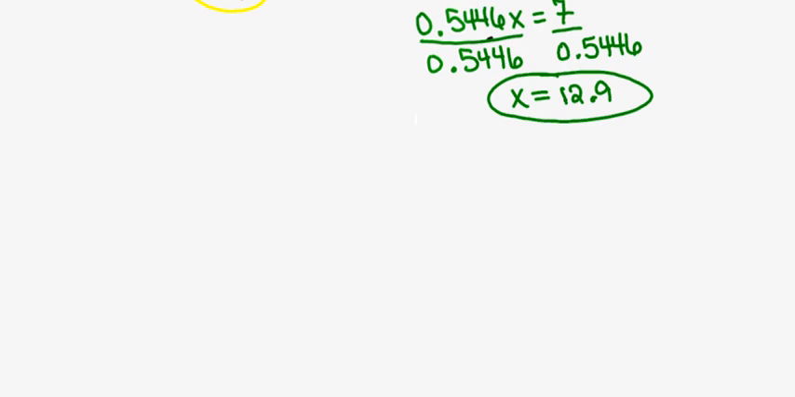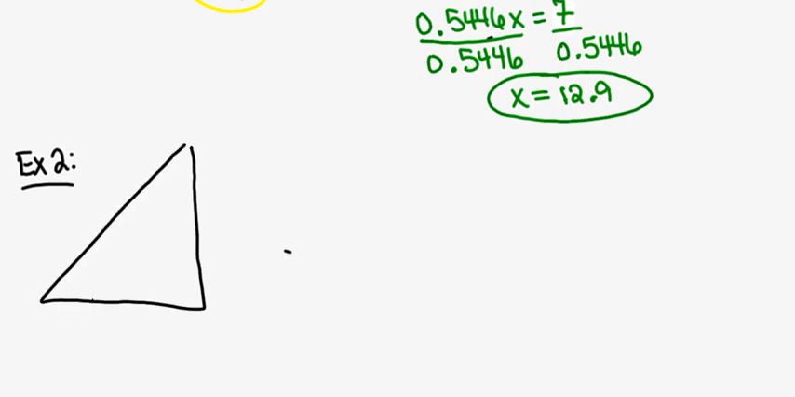I'm going to call this one example 2. Once again, I'm going to start with a right triangle, but just to be different, I'm going to draw this one backwards. I'm going to make this 27 degrees. This is x, 17.